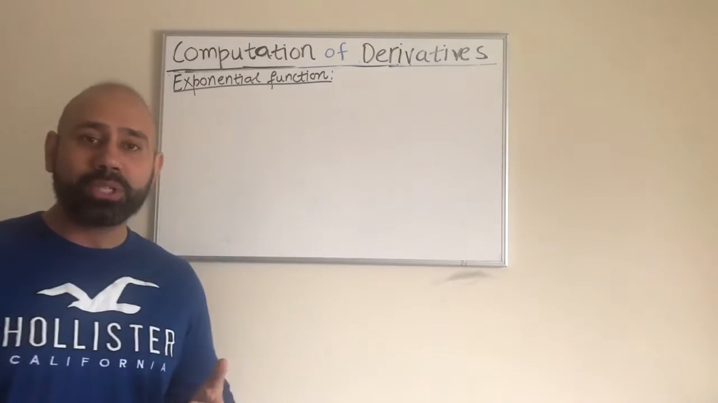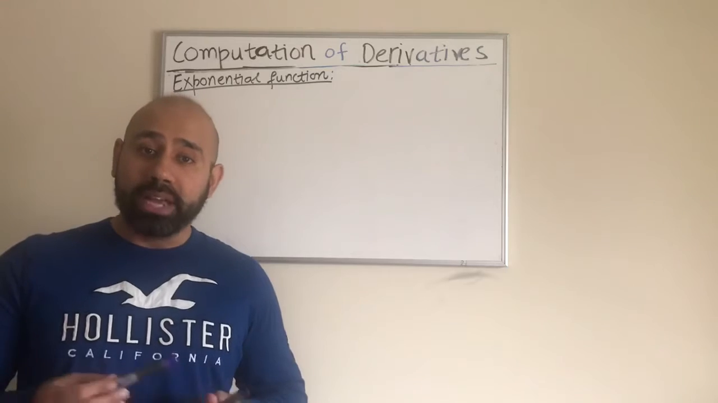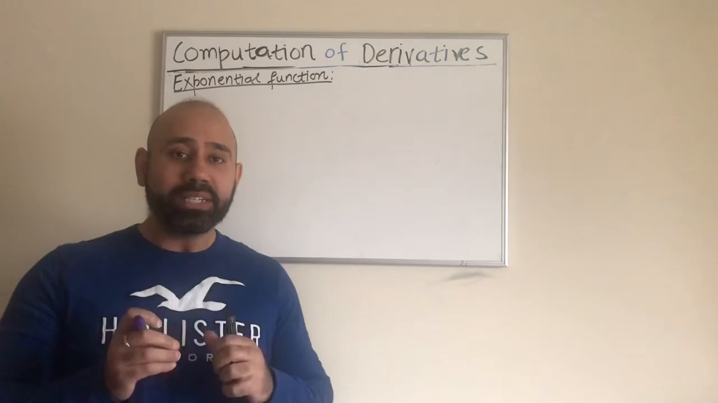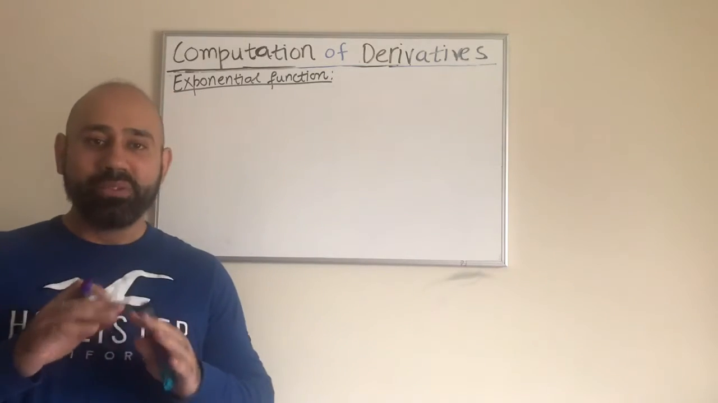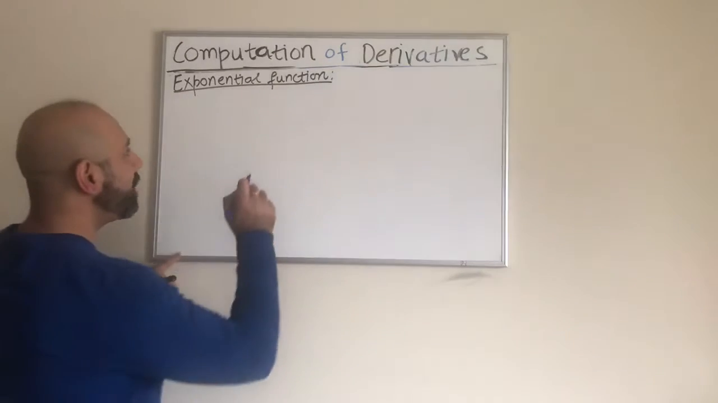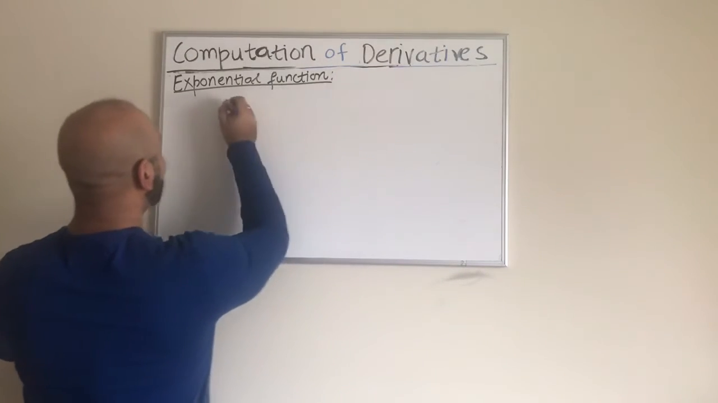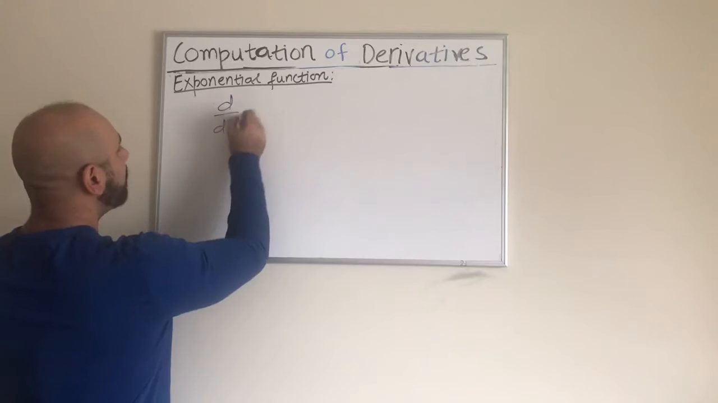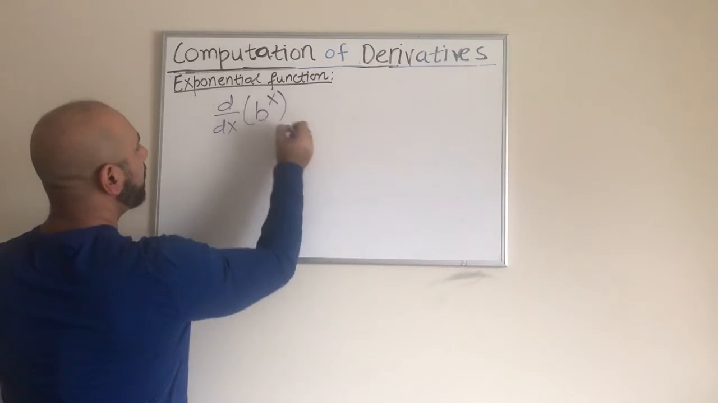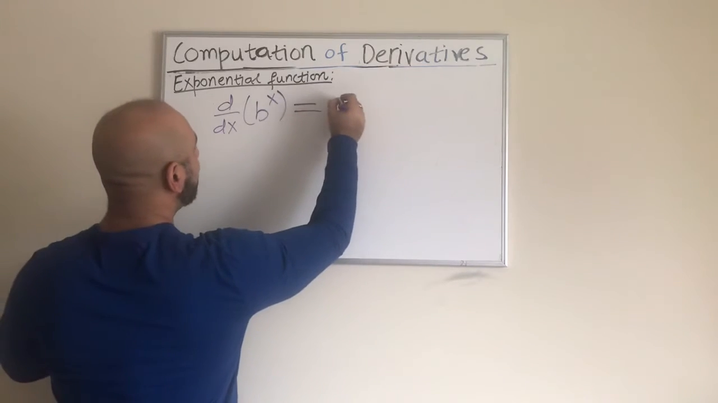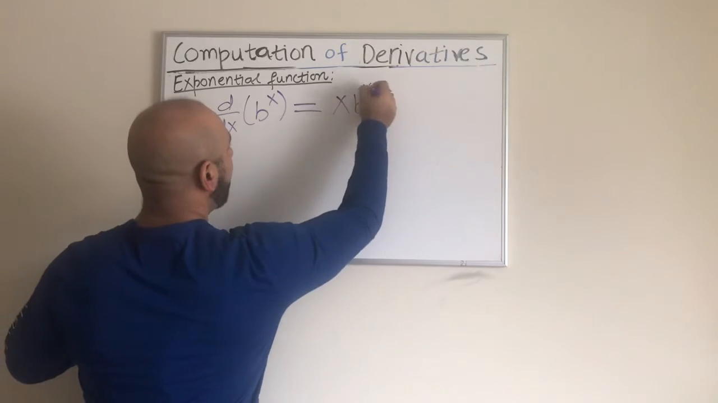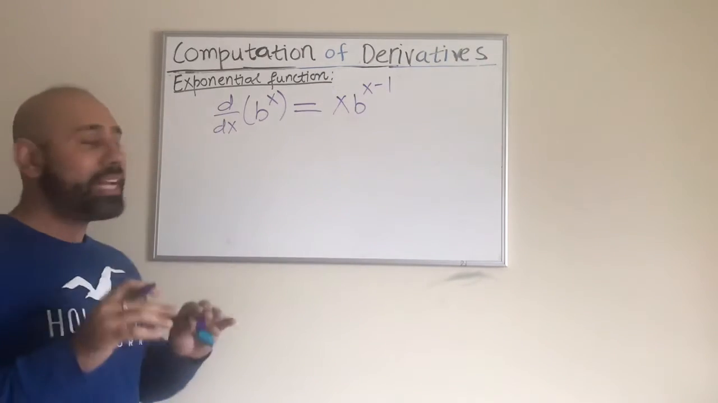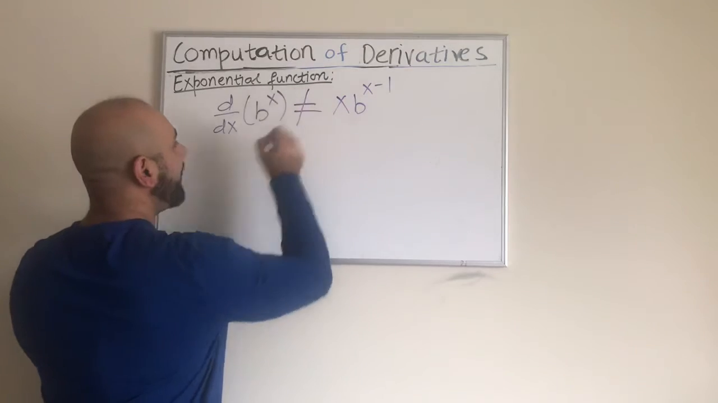In this video, I want to talk about the derivative of exponential functions. The very first thing that I want to make sure everybody gets correctly: the first thing that I don't want any of you to think or do is that the derivative of an exponential function of the form b to the power x is x b to the power x minus 1. That is something that I don't want people to do, because that is not true.